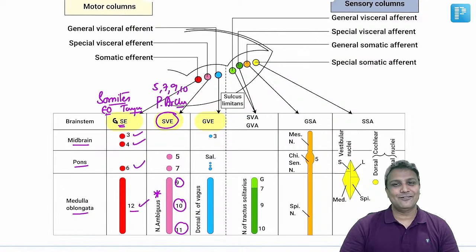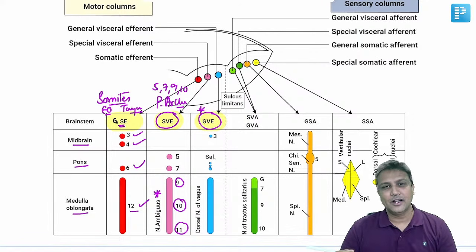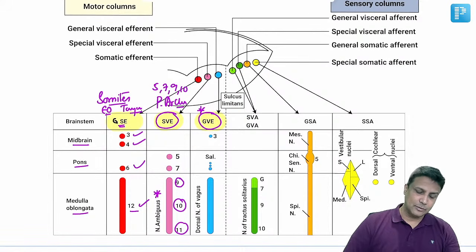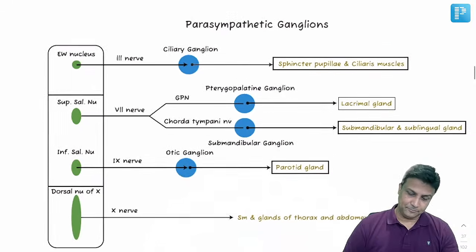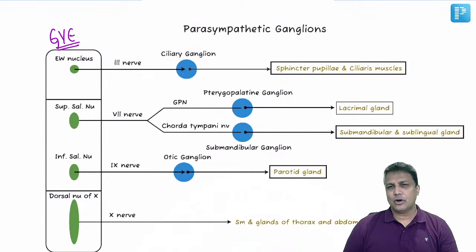Now after that, welcome to the GVE column, and this is a very important one. General visceral efferent: efferent motor supplying the general viscera. It is the one which supplies smooth muscle and glands, smooth muscle as well as glands. So let us take this column out separately and learn. This one here is your GVE column. The GVE column supplies smooth muscle and glands.